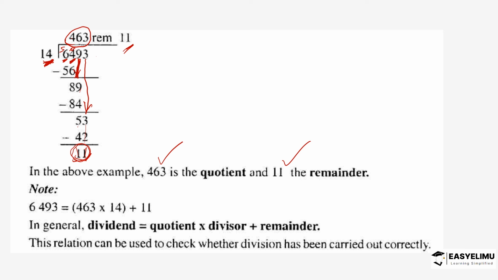Now take note, if you take the quotient and multiply by the divisor, the result will be less than the dividend by 11.